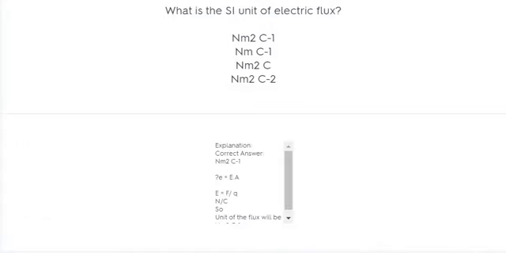What is the SI unit of electric flux? Newton meter squared per coulomb, Newton meter per coulomb, Newton meter squared coulomb, Newton meter squared per coulomb squared. Explanation. Correct answer: Newton meter squared per coulomb. E equals F/q, and so the unit of the flux will be Newton meter squared per coulomb.